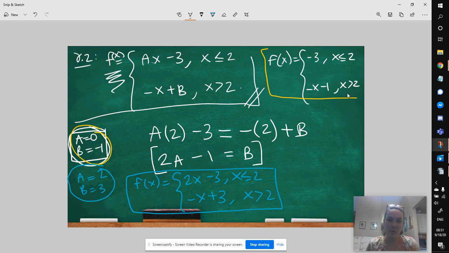Is that the only answer? Absolutely not. So down here, again, say we had chosen a equals 2 instead. That's fine. If a equals 2, we can plug it in and get that b equals 3. And then we can plug in those two a's and b's to our original piecewise function and get that f of x is 2x minus 3 when x is smaller than 2 and -x plus 3 when x is bigger than 2. That's also a piecewise function, and it's also continuous. So if our question said, find a and b such that this piecewise function is continuous, we would have succeeded either way.